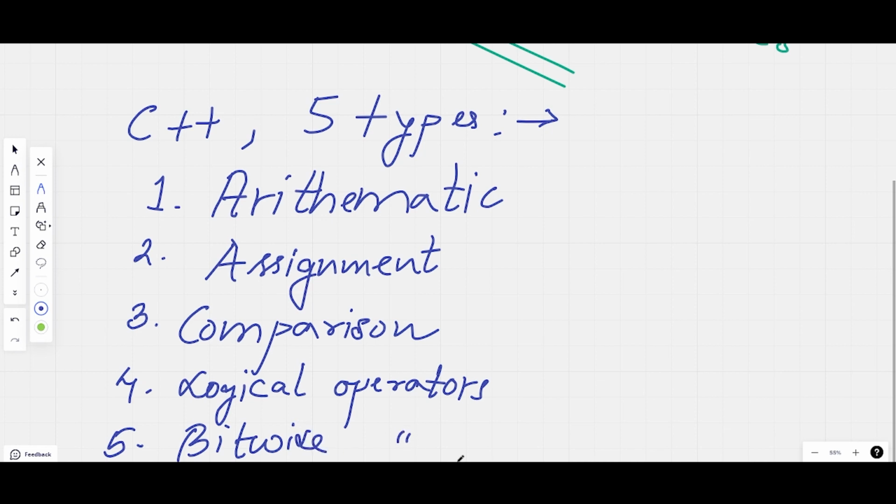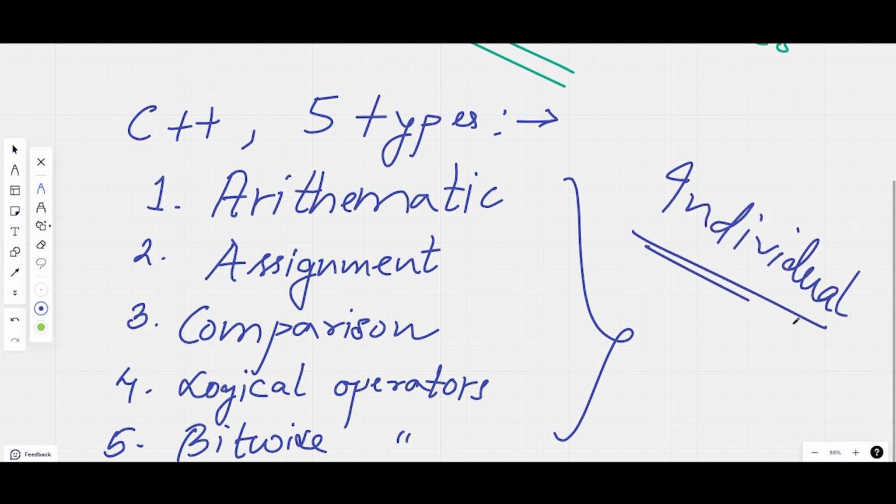These are the 5 types of operators which we will cover in individual videos so that you get the idea about all of them. It's a very broad topic and it may be very complicated if I do everything in one video. So today, I just wanted to give you the idea about what operators are and how many types of operators there are. From the next video, we'll start with the arithmetic operators.